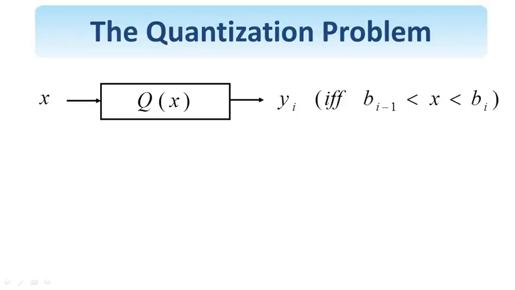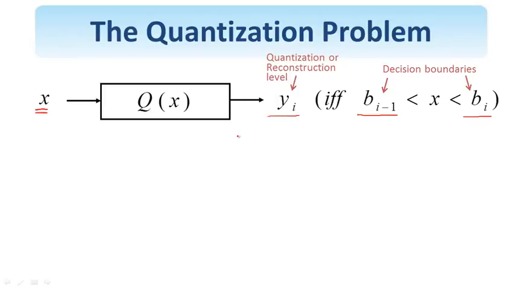Here's a definition of the quantizer Q of x. X is the input to the quantizer, a continuous number representing the amplitude or intensity value of a sample or a pixel. According to it, the values of x between b_{i-1} and b_i, the decision boundaries, are represented by the quantized or reconstruction level y_i.